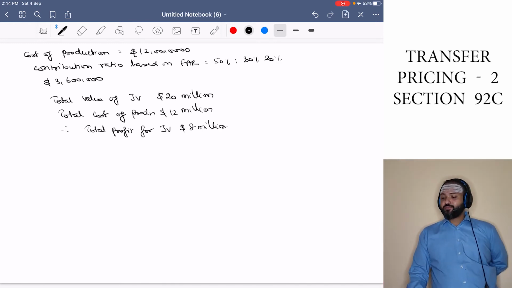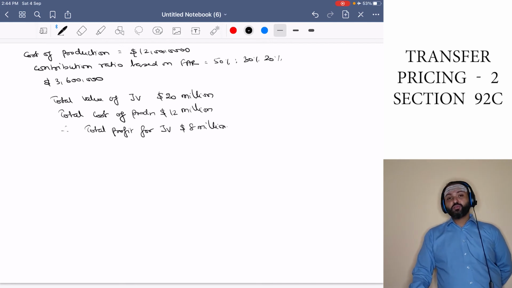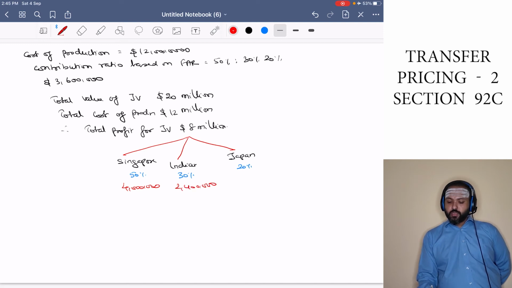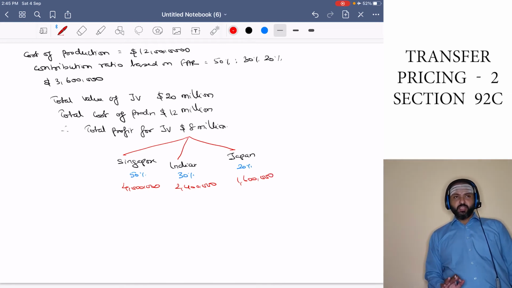Now, what is the share of profit? They have given in the question as 50:30:20. So, this 8 million will be split between these three. Okay. So, to Singapore, India, and Japan in the ratio of 50%, 30%, and 20%. So, how much is it? 4 million. Then this one is 2.4 million, and this one is 1.6 million. So this is the profit split between these three entities.